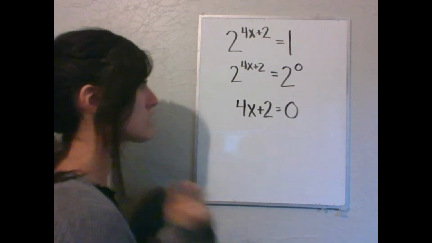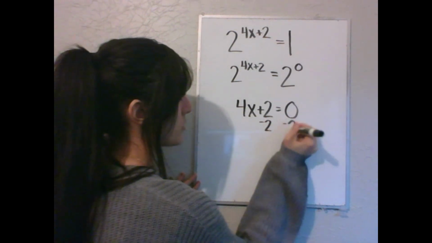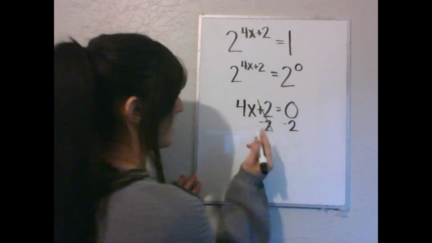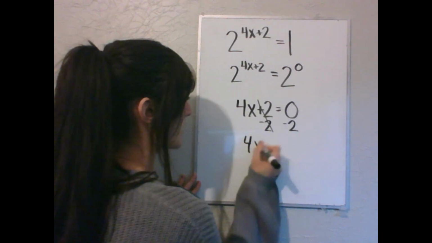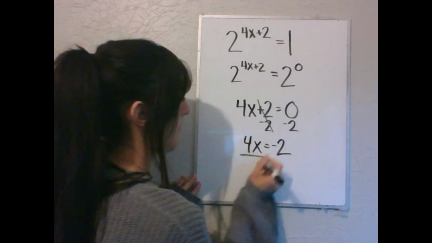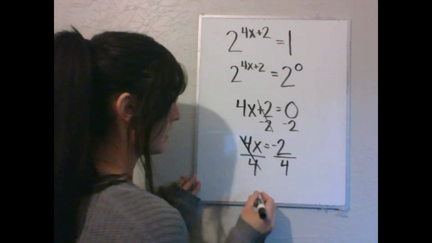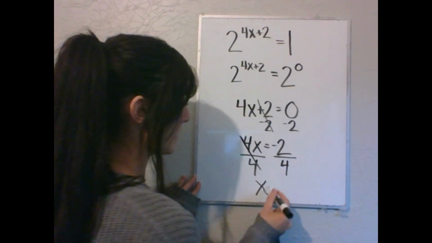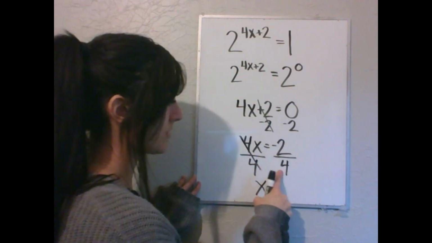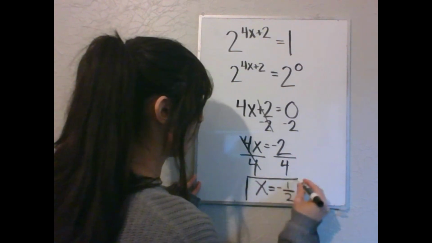Now I would want to solve for my x. First thing I do is subtract 2 from both sides, leaving me with 4x equals negative 2. Divide both sides by 4. You get x equals negative 2 divided by 4 is a negative 1/2. Final answer.